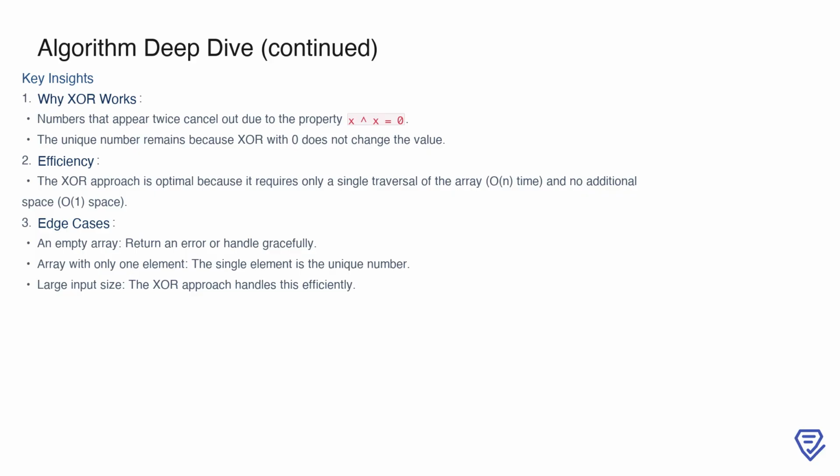When handling edge cases, such as an empty array, we should return an error or handle it appropriately. If the array contains only one element, that element is the unique number. This method is also scalable, efficiently handling large input sizes.